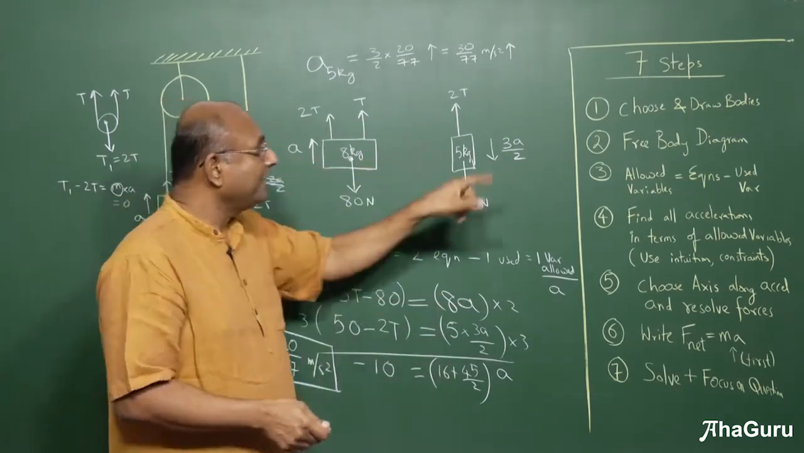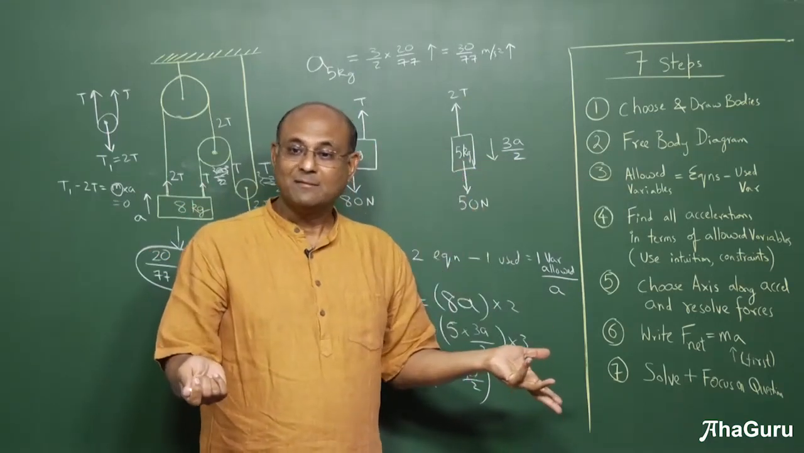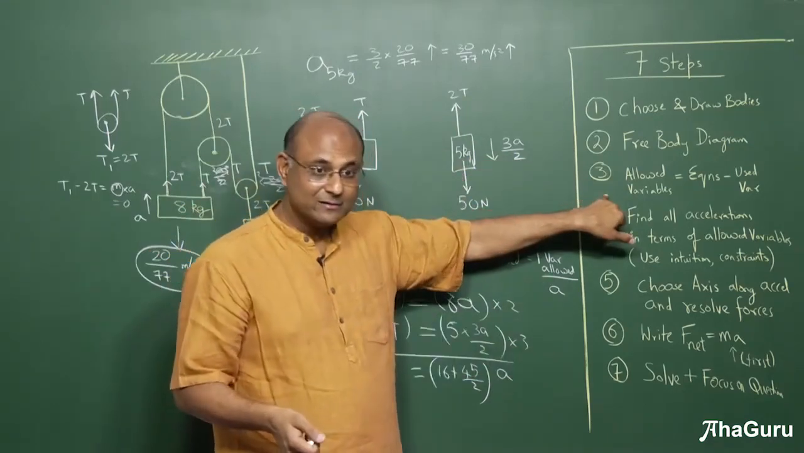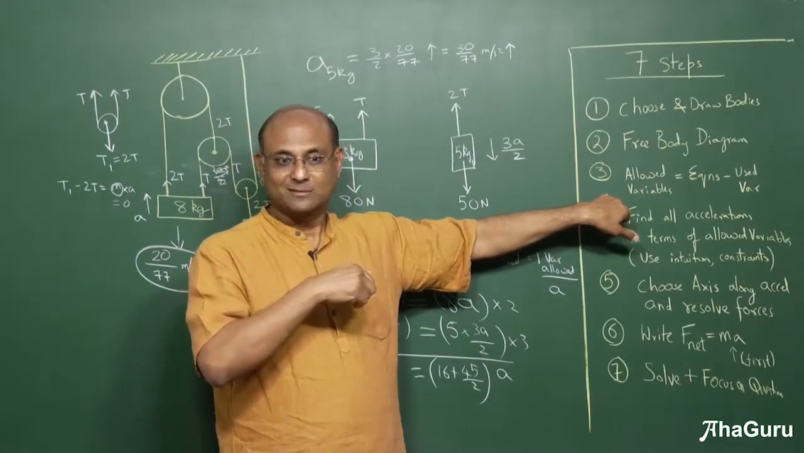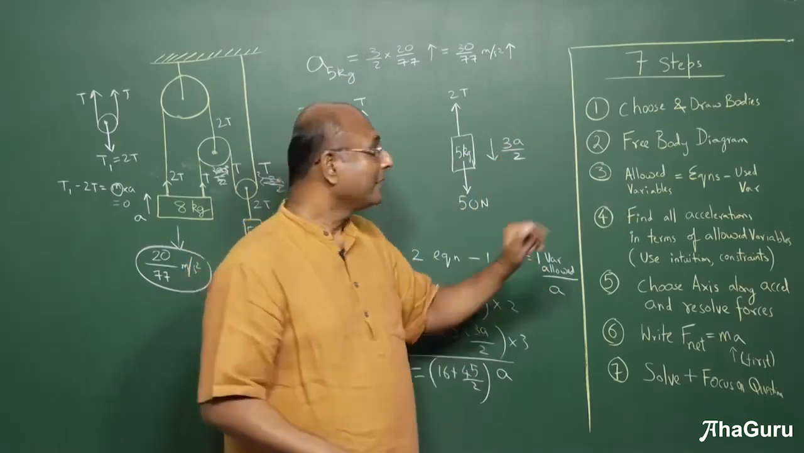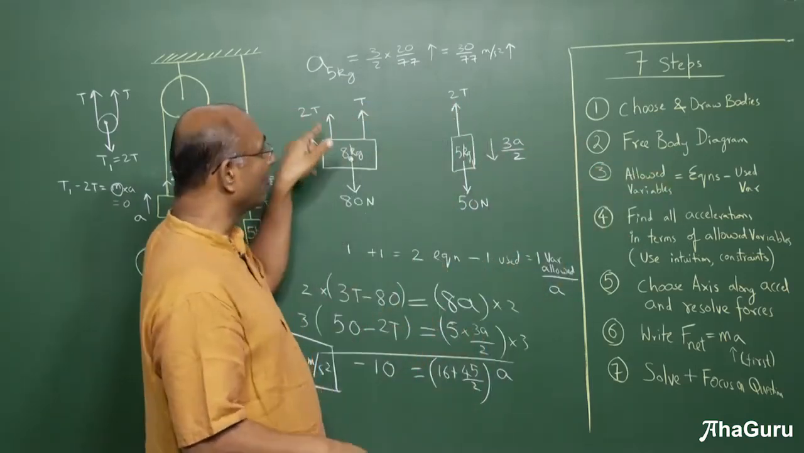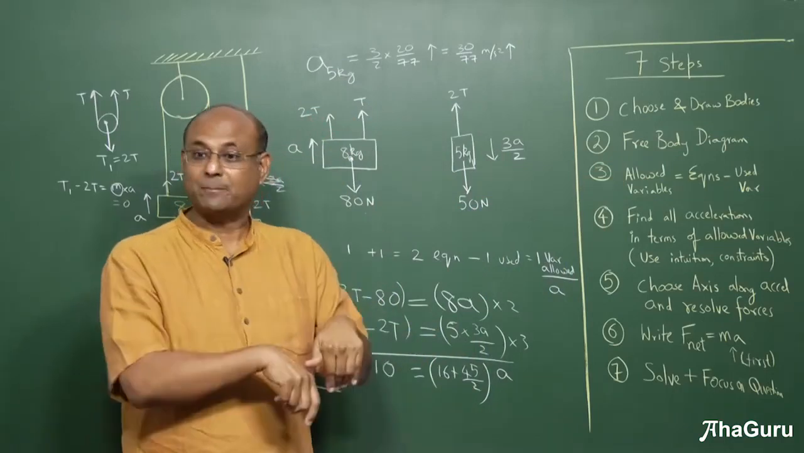So how many equations do you get? Comes from the free body diagram, which means if you want to do step 3, you should have done step 2, correct? So that's why that is step 2 and this is step 3. So now, if you know how many equations you are going to get, and you look at the free body diagram, you will say how many unknowns are there that you have already used up.